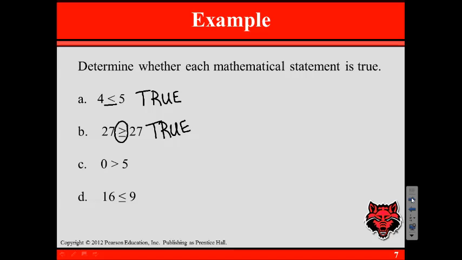Third example, 0 is greater than 5. Well, if I look in my wallet and I have $0, and you look in your wallet and you have $5, I don't have a greater amount of money than you do. So this is a false statement. And the last example, 16 is less than or equal to 9. For the same reason C was not true, D is not true. 16 is not a larger value than 9. 16 is not equal to 9. So this is a false statement.